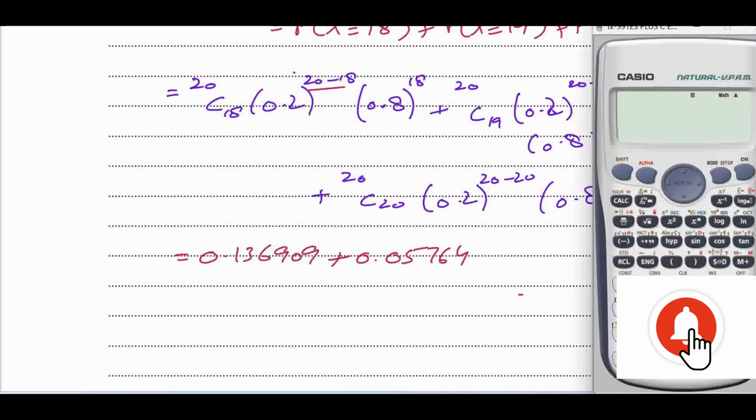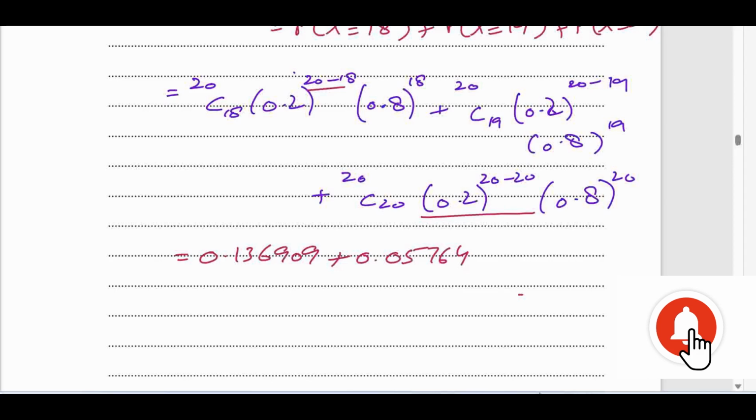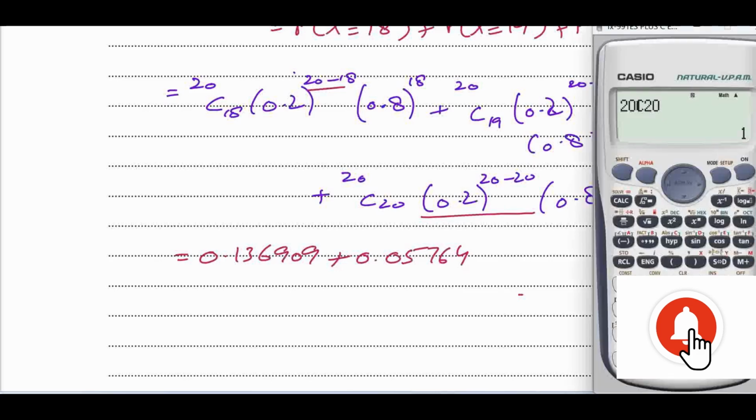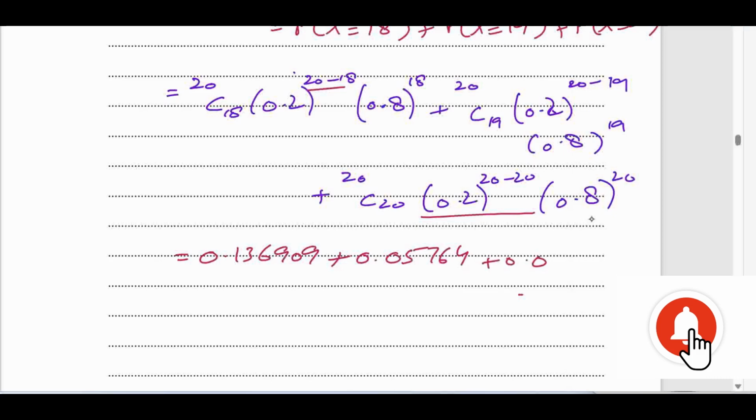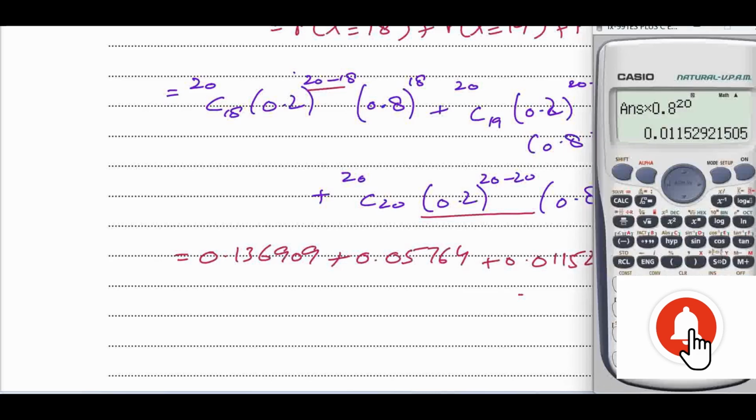20 C 20, multiply by 0.2 power 20. The 20 C 20 will be 1. So multiply by this, multiply by 0.2 power 20, so this will be equal to 0.0111529.